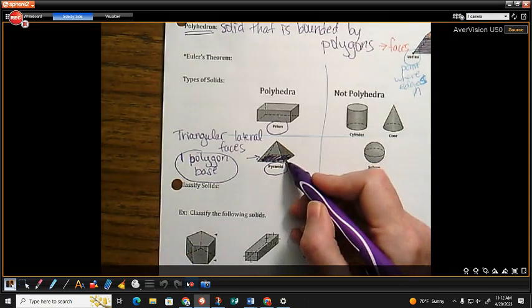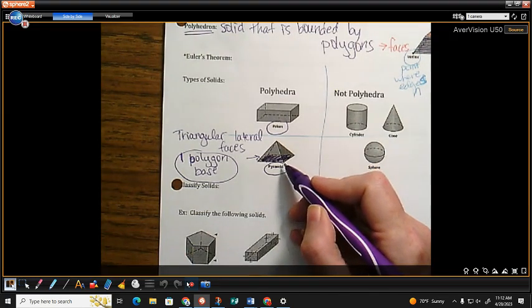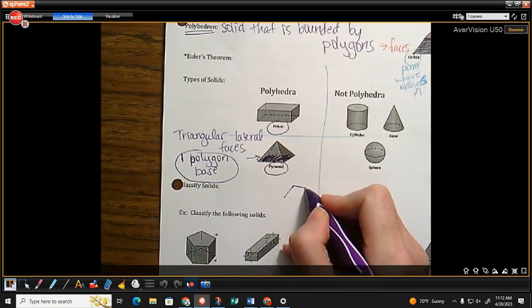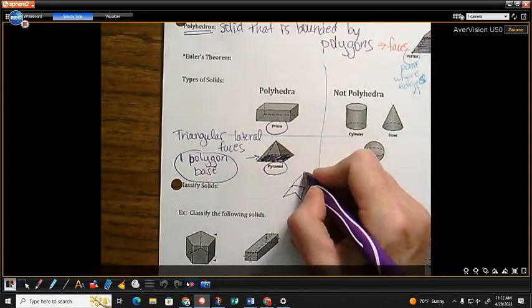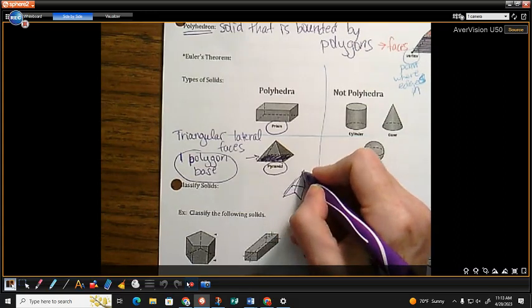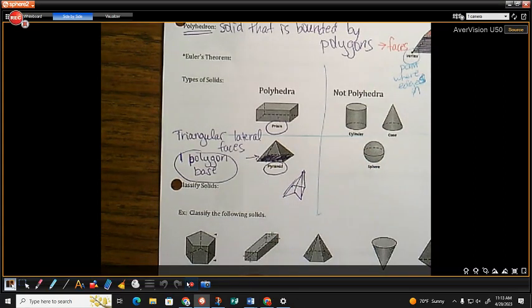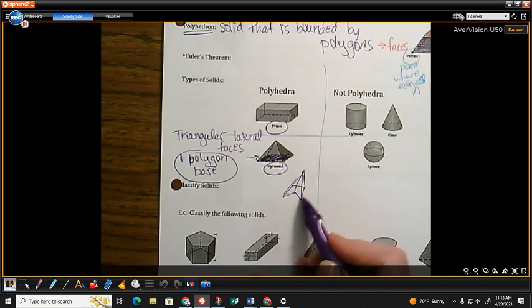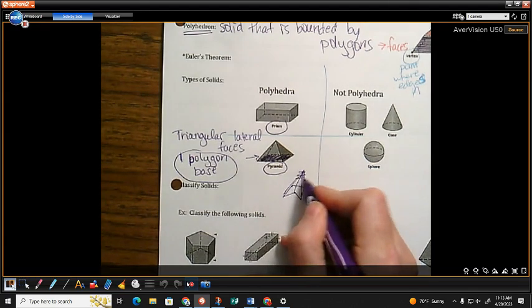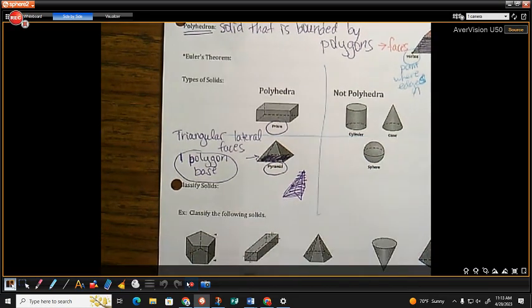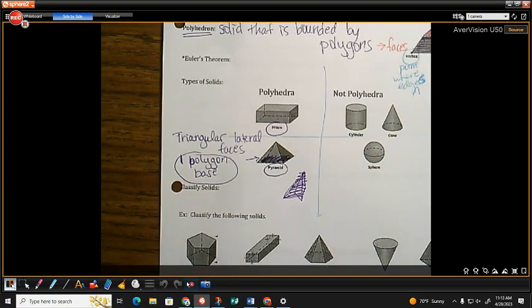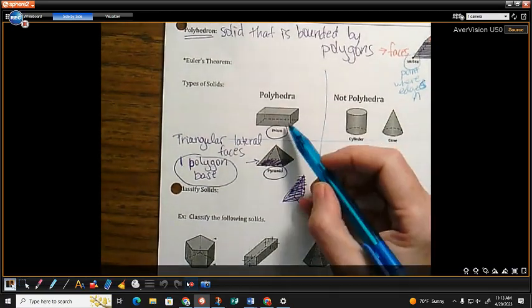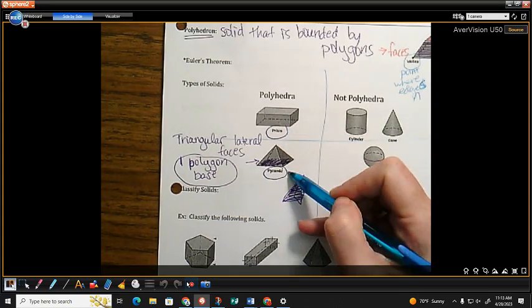Now, does this polygon on the bottom have to be a regular polygon? No. Could I draw some goofy shape like this and then make triangles that go all the way up to a point? It'd be really goofy looking, but it's possible. You can make a pyramid out of any old goofy polygon you want. We don't like those ones though. But just be aware that they do exist, okay? So what makes a prism different from a pyramid?